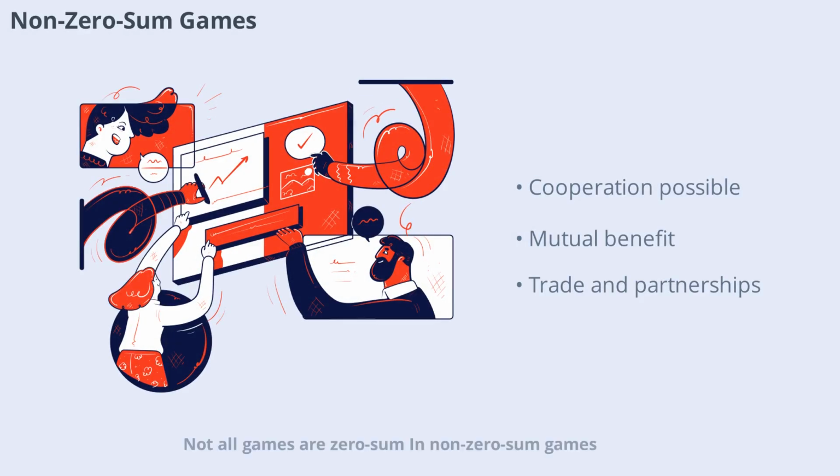Not all games are zero-sum. In non-zero-sum games, cooperation can lead to better outcomes for all players. Trade negotiations, business partnerships, and environmental agreements often fall into this category. By working together, participants can create value that benefits everyone. Game theory provides tools to analyze when cooperation is possible and how to structure agreements for mutual gain.